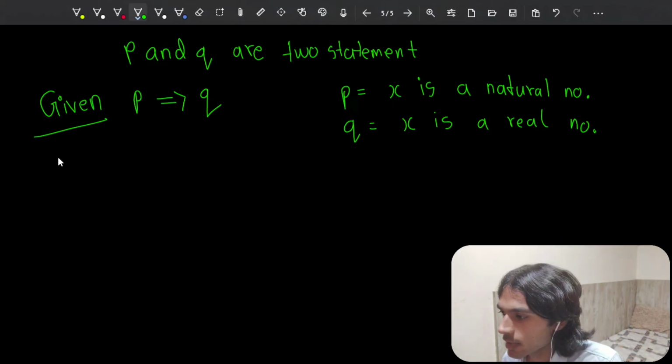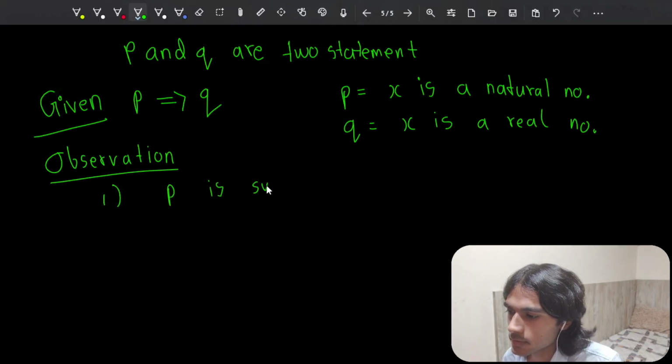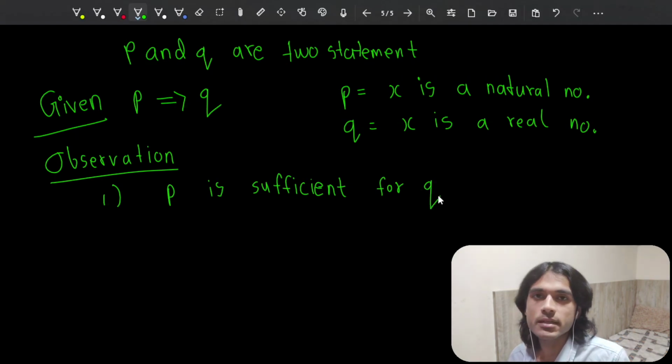Now let us take a look at some observations. Let me write observations. What can we conclude out of this? First of all, P is sufficient for Q. That means if we can conclude that P is true, then it is sufficient to have P to imply Q.